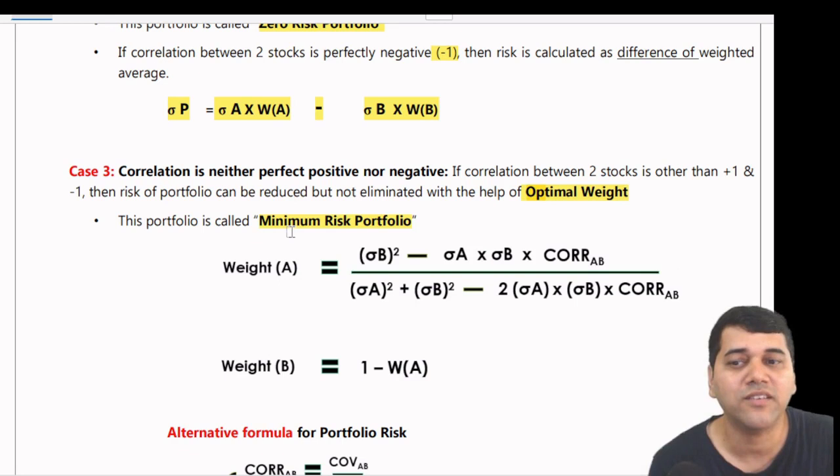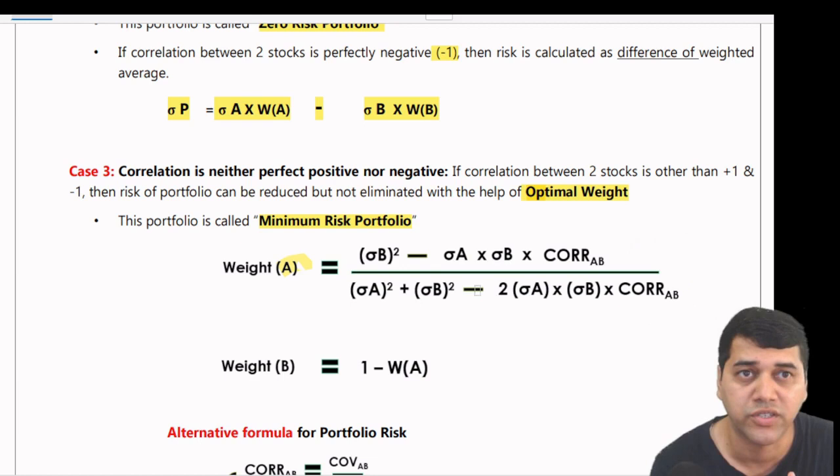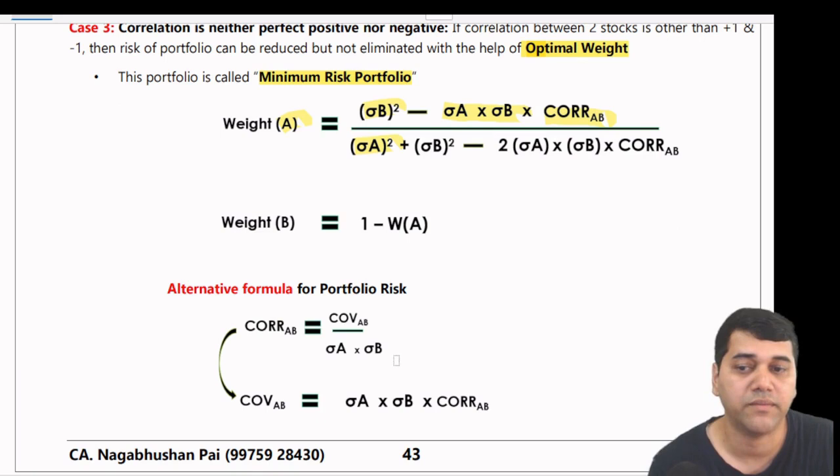So if that is the case, how much should be my weight of A? You have got one equation, which is used in one or two places. It is stock B's variance minus standard deviation of A into standard deviation of B into correlation of AB, divided by stock A variance square plus B variance minus 2 times A into B into correlation, and weight of B is equal to 1 minus weight of A. Our alternative formula: correlation of AB is covariance of AB divided by standard deviation of A into standard deviation of B.